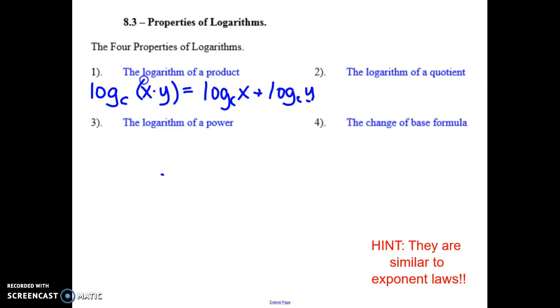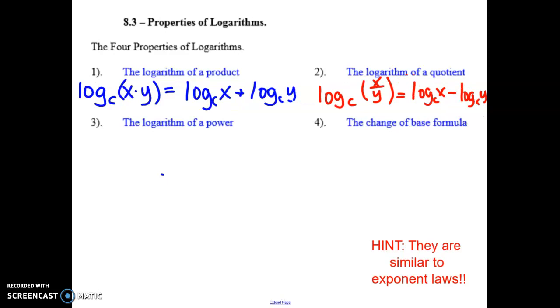So it's very similar to our exponent rules, where if you're multiplying 2 things, you would add the exponents. Same kind of idea here. If you're multiplying 2 things, you could break it apart by adding. The next one we have is if you have log of x divided by y with a base of c, you could break that by subtracting. So this would be log x with a base c subtract log y with a base c. So again, if you've got dividing, you can split that using subtraction.